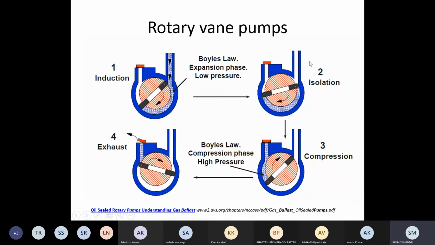The second stage is called isolation. Here you can see that this is isolated from the chamber. Third is compression. When it rotates further, the vent, or rather the valve, is closed. So here it will be compressed, and when compressed to slightly higher than atmosphere, the valve will open and it will go out.